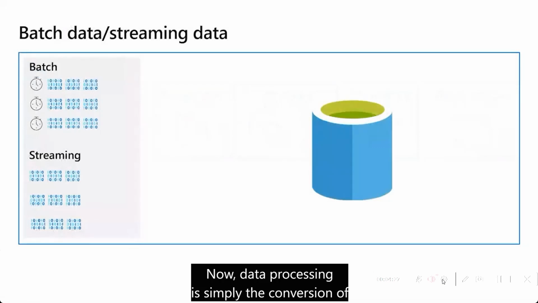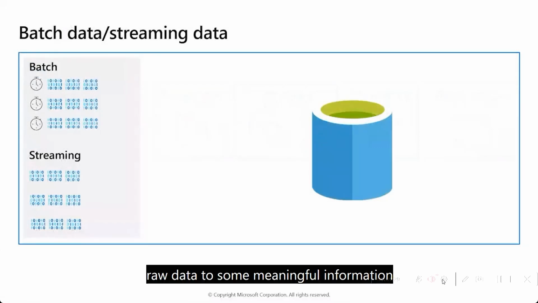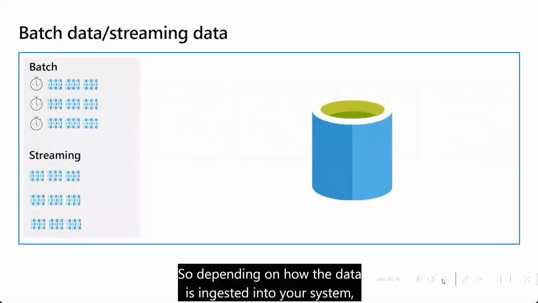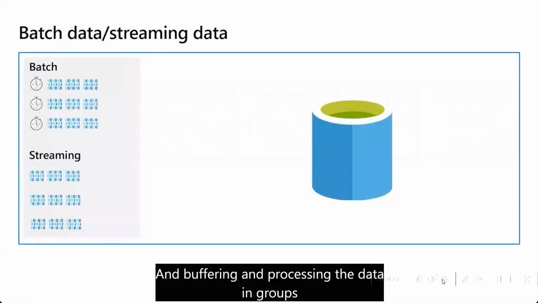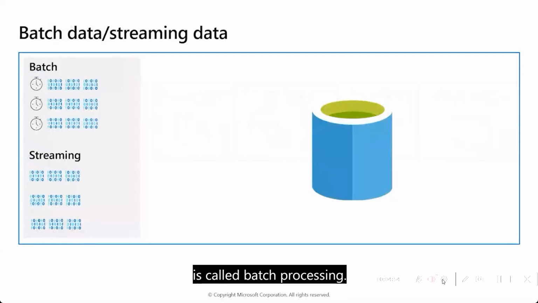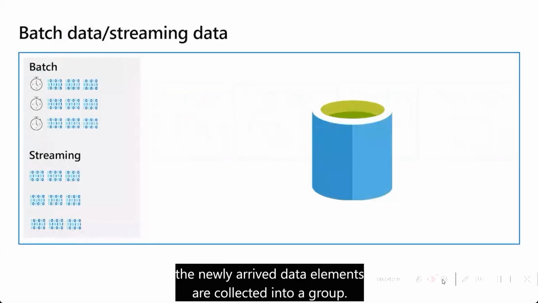Now, data processing is simply the conversion of raw data to some meaningful information through a process. So depending on how the data is ingested into your system, you could process each data item as it arrives, or you could buffer the raw data items and process it in groups. So processing data as it arrives is called streaming, and buffering and processing the data in groups is called batch processing. So in batch processing, the newly arrived data elements are collected into a group.